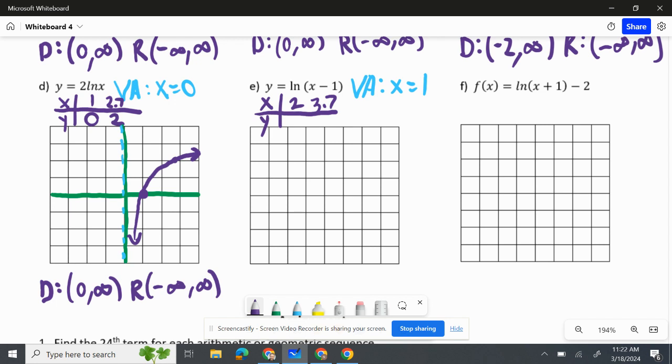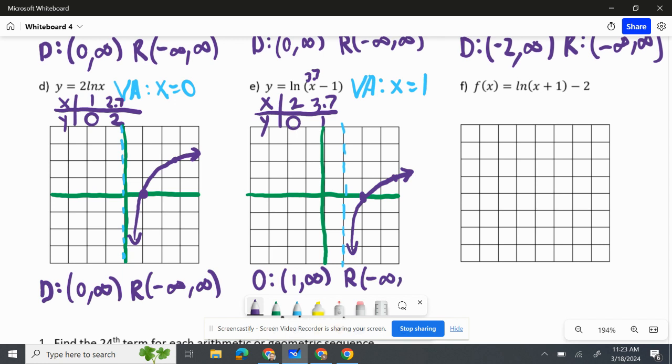So if we plug in a 2, 2 minus 1 is 1. Natural log of 1 is 0. If we plug in a 3.7, 3.7 minus 1 is 2.7. So the bases are the same, and it becomes 1. We have our vertical asymptote at 1. And then what we have is (2, 0) and (3.7, 1). So our domain goes from 1 to infinity, and then our range is going to be -infinity to infinity.